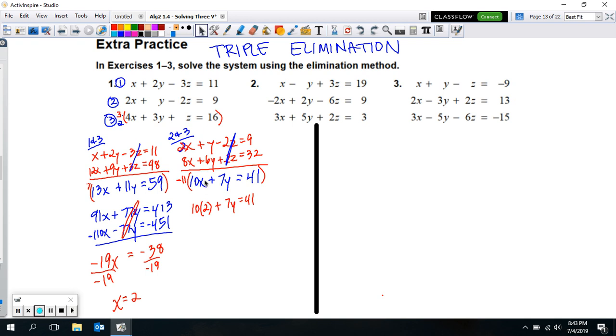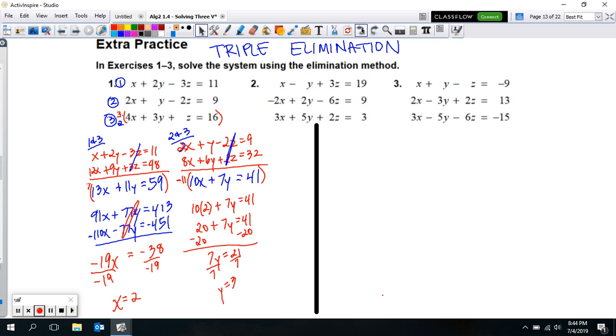So 10 times 2 for x, and then it's plus 7y equals 41, and we'll be able to now solve for y, because this is now 20 right there. Plus 7y equals 41. So a quick little two-step equation. Subtract 20 from both sides. So 7y equals 21. Divide by 7. And we know now y equals 3.